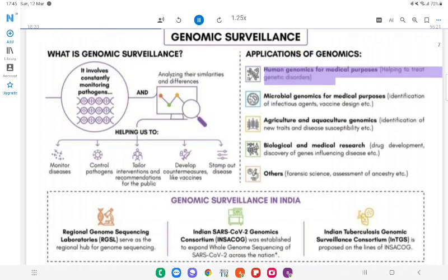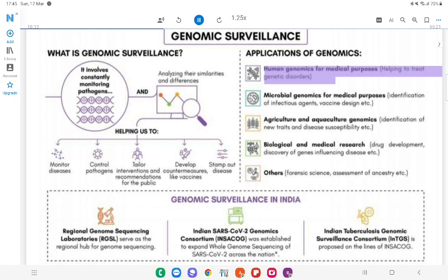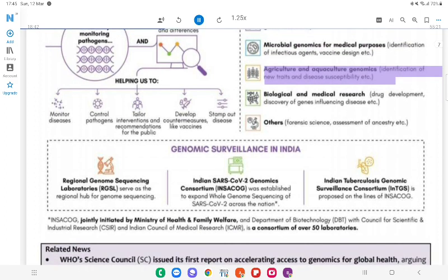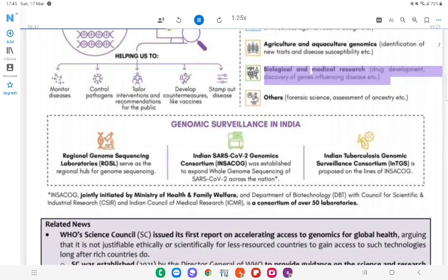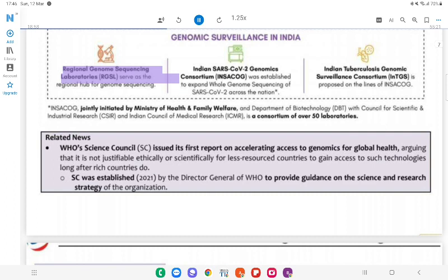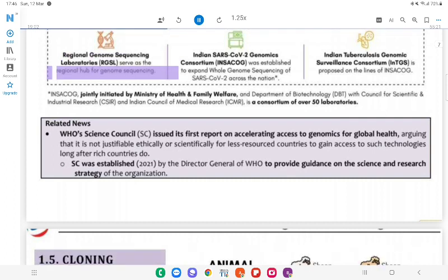Applications of genomics. Human genomics for medical purposes, helping to treat genetic disorders. Microbial genomics for public health purposes, identification of infectious agents, vaccine design, etc. Agriculture and aquaculture genomics, identification of new traits and disease susceptibility, etc. Biological and medical research, drug development, discovery of genes influencing disease, etc. Others, forensic science, assessment of ancestry, etc. Regional Genome Sequencing Laboratories, RGSL, serve as the regional hub for genome sequencing.